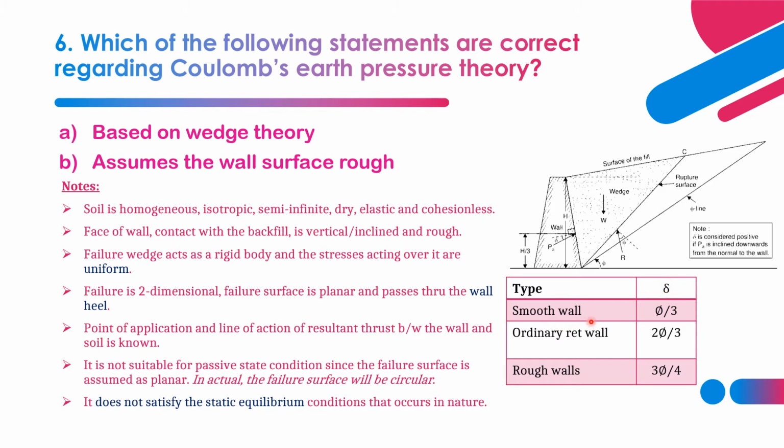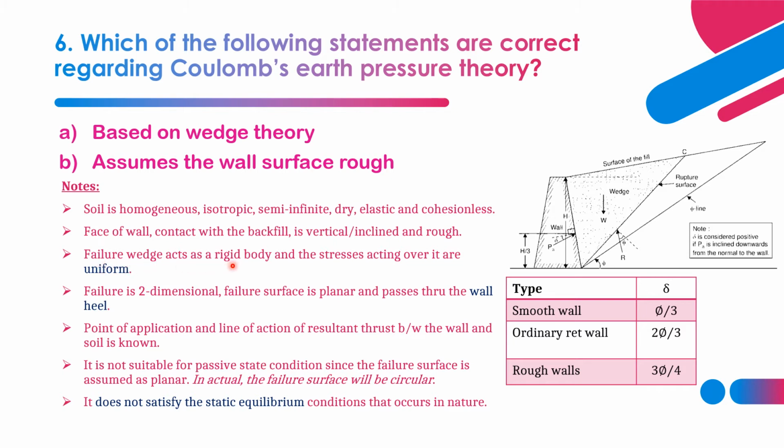And in case of smooth wall, the delta value, that is the angle of friction between wall and backfill, is given by φ/3. In case of ordinary retaining wall, it is 2φ/3. In case of very rough walls, it will be 3φ/4. And move on to the next assumption.